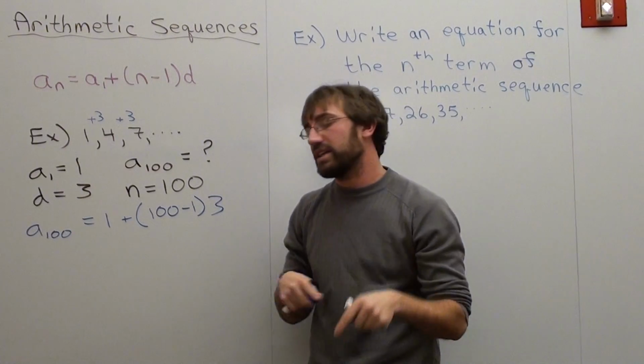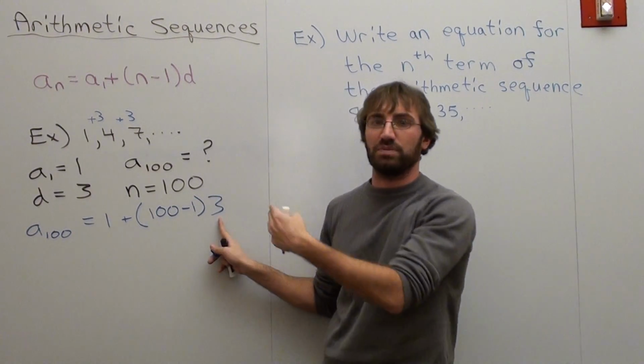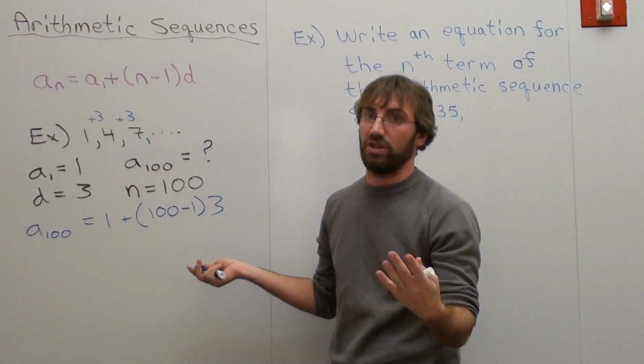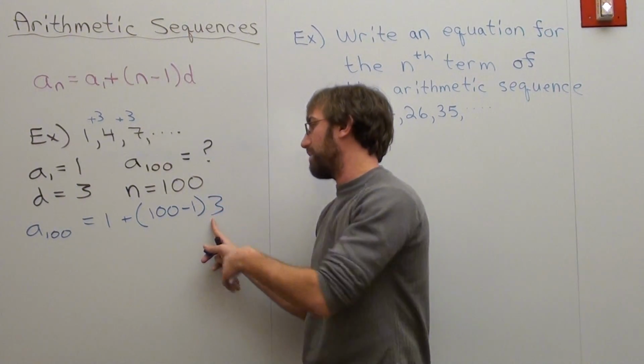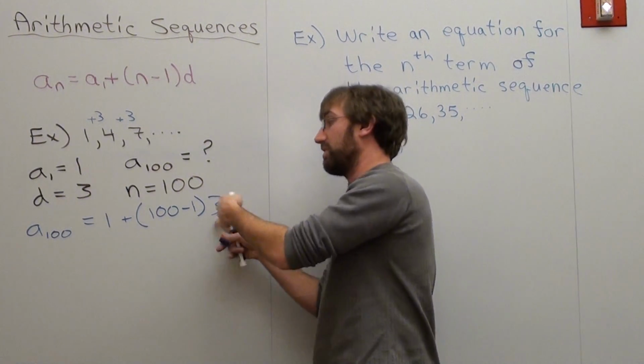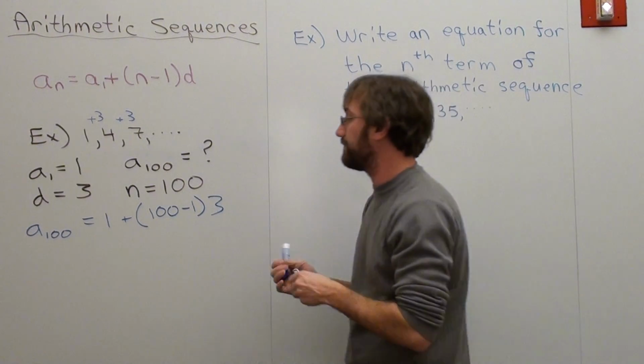Now, if I were subtracting numbers instead of adding, I would just be multiplying by a negative. That's really all there is to it. So if I'm subtracting, my common difference is a negative number. If I'm adding, my common difference is a positive number. Moving along.